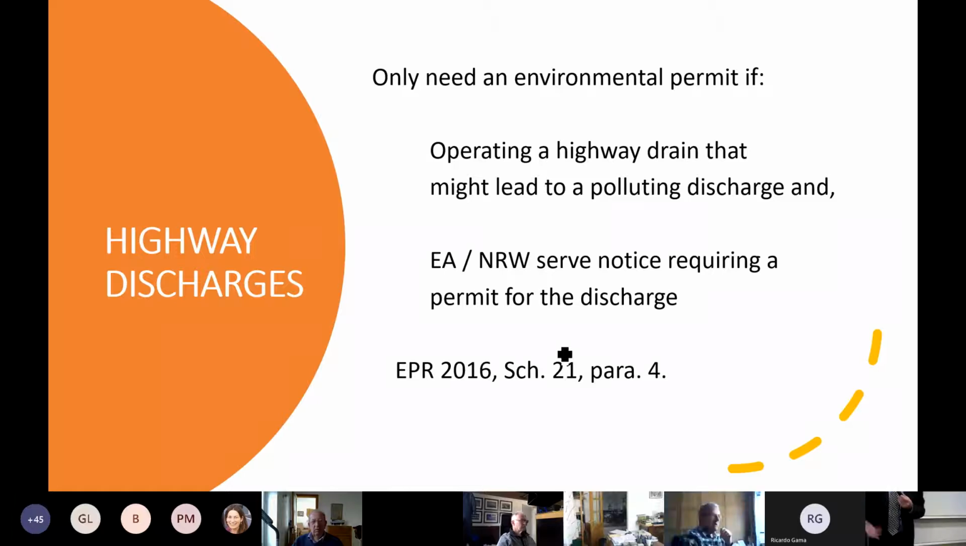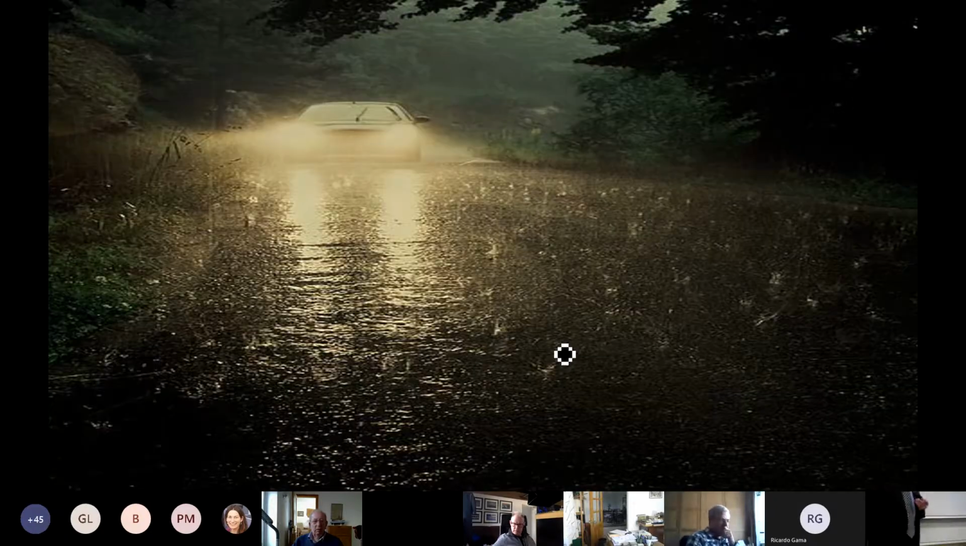And that is one of the exemptions to the environmental permitting regulations. You only need an environmental permit if you're operating a highway drain that might lead to a polluting discharge, which is pretty much all of them, and the EA or the NRW serve a notice requiring a permit for the discharge. As far as I'm aware, there aren't any of these notices, or if there are, they're very few and far between. I've certainly never come across one. And in any event, none of that covers this.